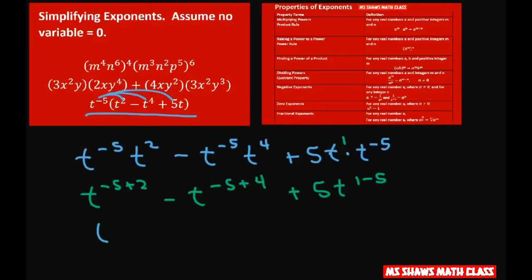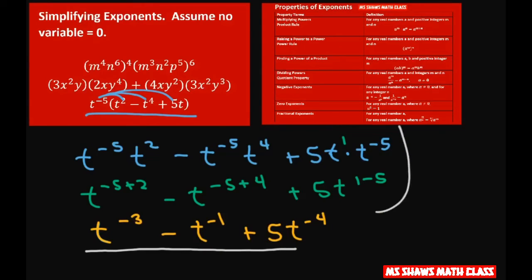Simplifying this, we get t to the negative 3 minus t to the negative 1 plus 5t to the negative 4. Now, you can't have negative exponents, and a lot of times they don't let you do that, so we're going to use the negative exponent rule. If you have a negative exponent, we can move this into the denominator and write this as 1 divided by t cubed. So these two are equivalent.